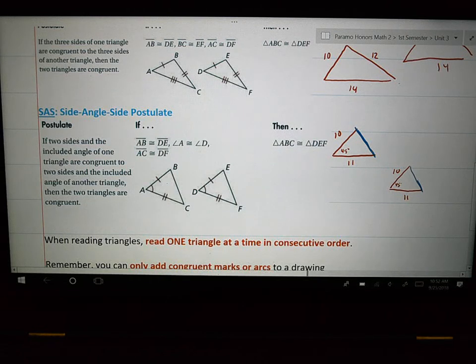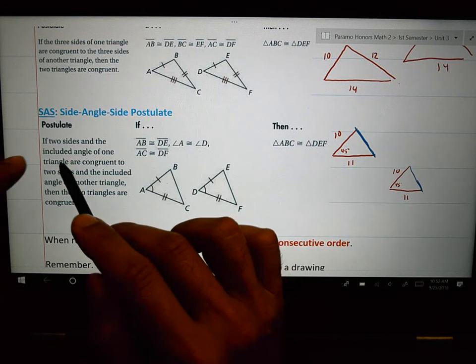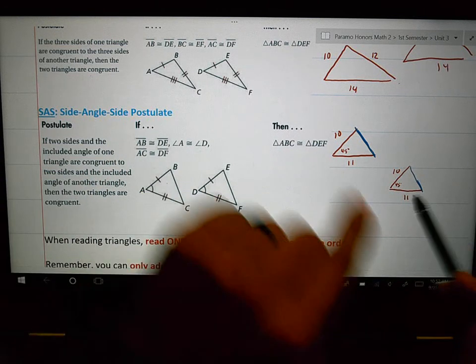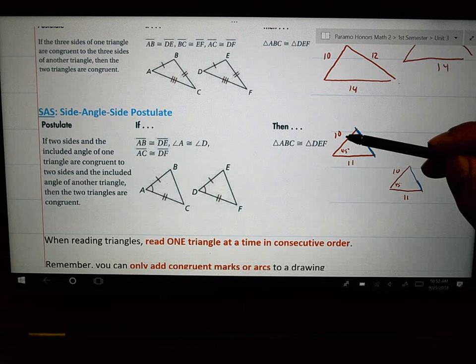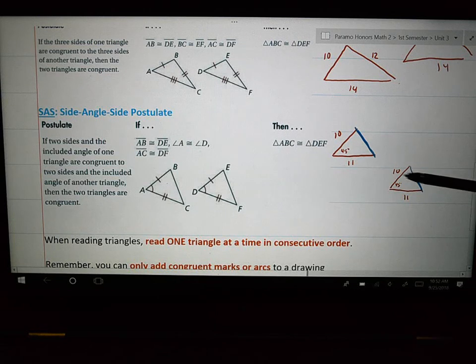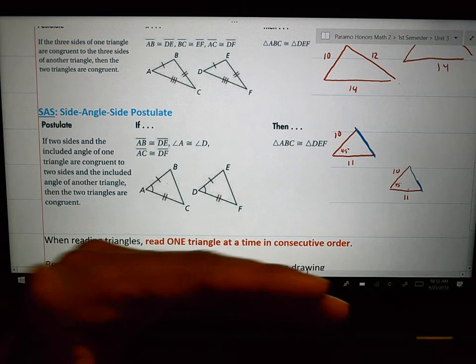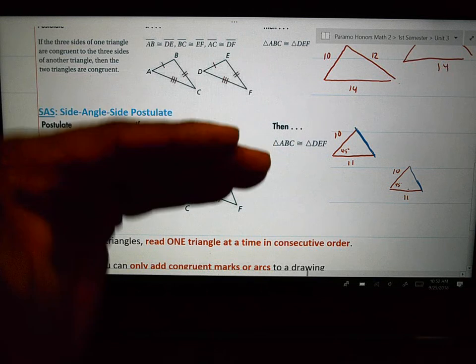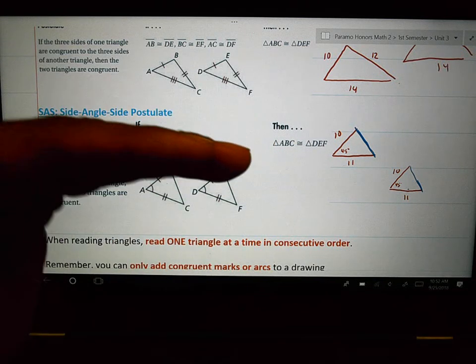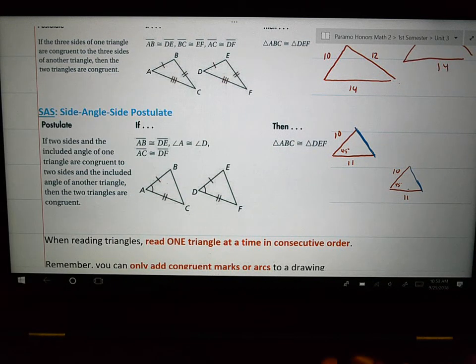Are these two triangles going to be congruent to each other? Yes, it's a postulate. There's no other way to make it. As long as you have a side touching an angle, touching a side that is congruent to another one, the two triangles are going to be congruent. It's the minimum amount of information you need to prove that the two triangles are congruent.